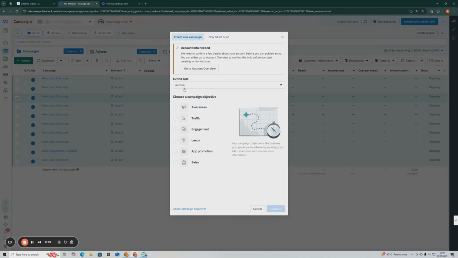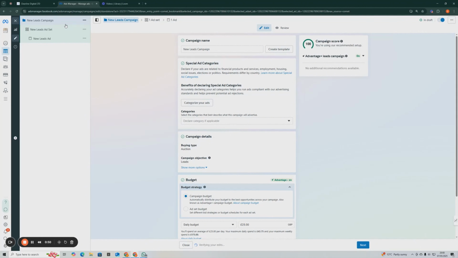So, we want to keep the buying type as auction, as we're going to want these ads to run continuously. And then we're going to want to tell Facebook what we want. So we want leads. So we're going to click the leads campaign objective, because Facebook is great at doing what you tell it to do. So we're going to click leads and then we're going to click continue. And this is going to bring us to the campaign level settings.